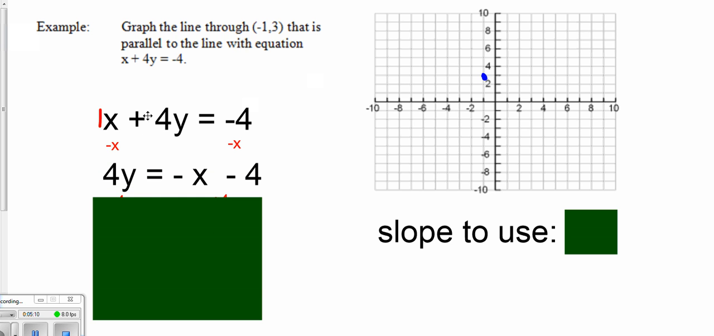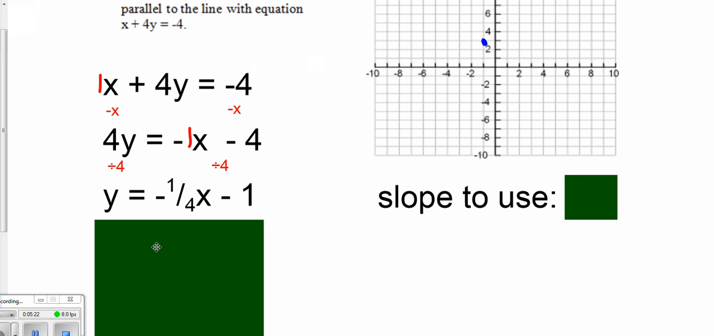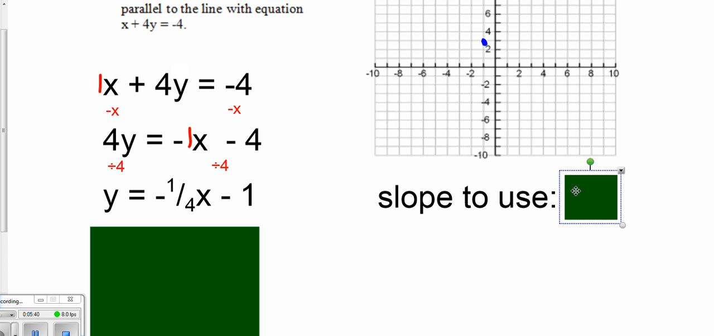4y, positive 4y, because it was a plus, equals negative x, or if it helps you, call it negative 1x minus 4. Now to get y all alone, divide by 4. Y equals negative 1/4 x minus 1, because 4 divided by 4 is 1. So we have this equation, y equals negative 1/4 x minus 1. The slope that we're looking at is going to be the exact same slope as here, negative 1/4.